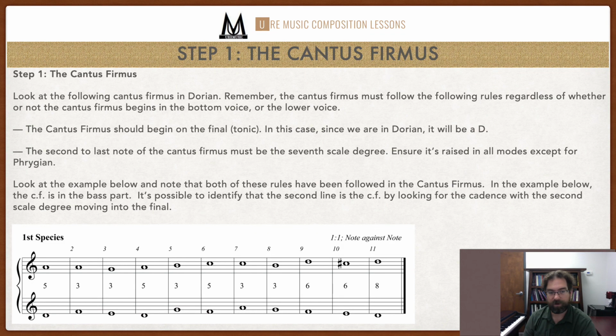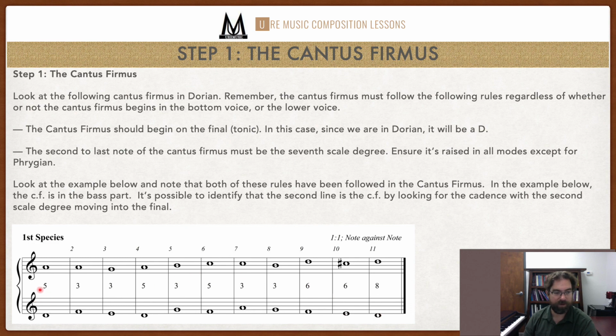So when you're writing the cantus firmus, that's going to be the line that is written out for you. In this case, it's right here. We can tell because it starts and ends on the same pitch. There is no leading tone in the second to last beat, and the last 3 notes typically in a cantus firmus will move down by step.